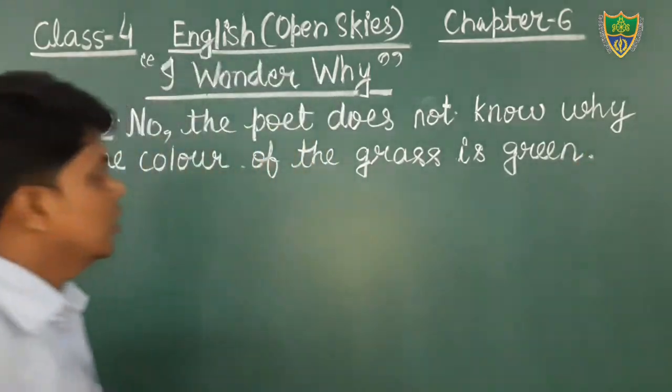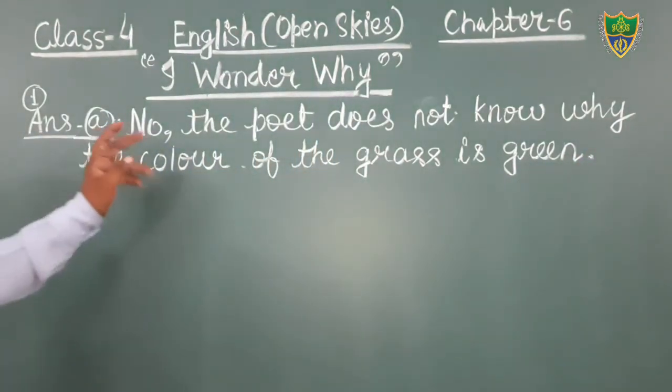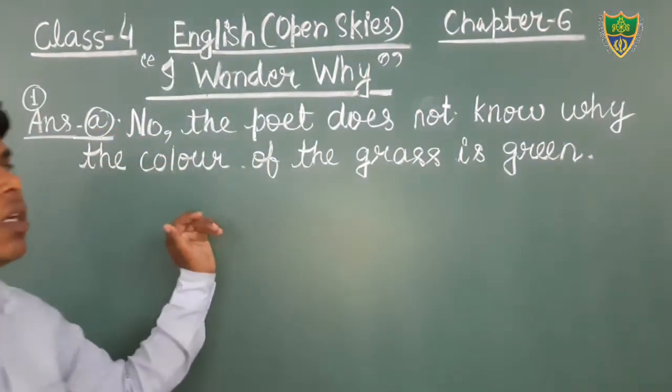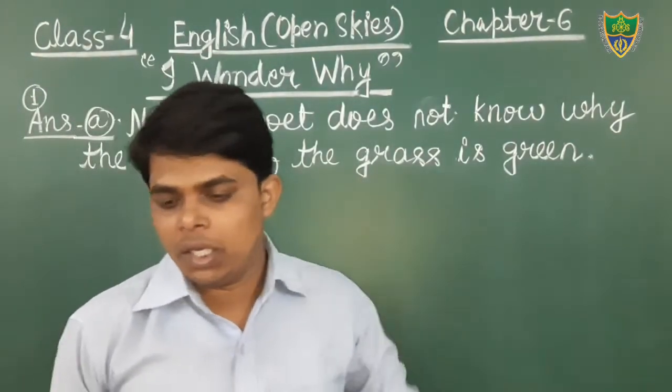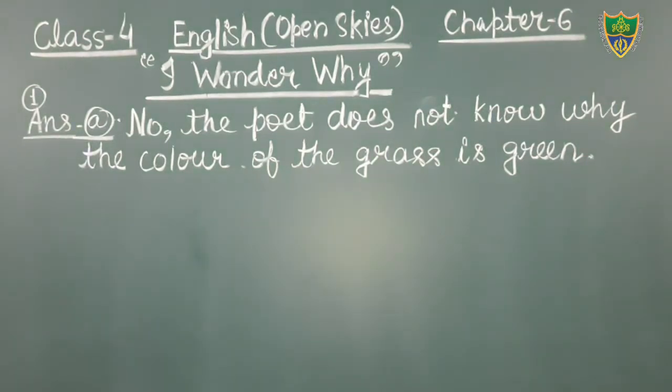Okay, students, just see. This is your answer. No, the poet does not know why the color of the grass is green. This is the answer of question number A. Just write down the answer. And after completing this answer, you will write down question number B.